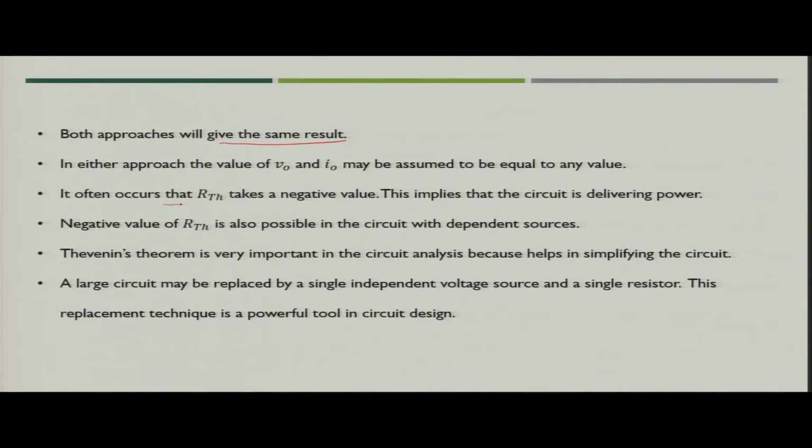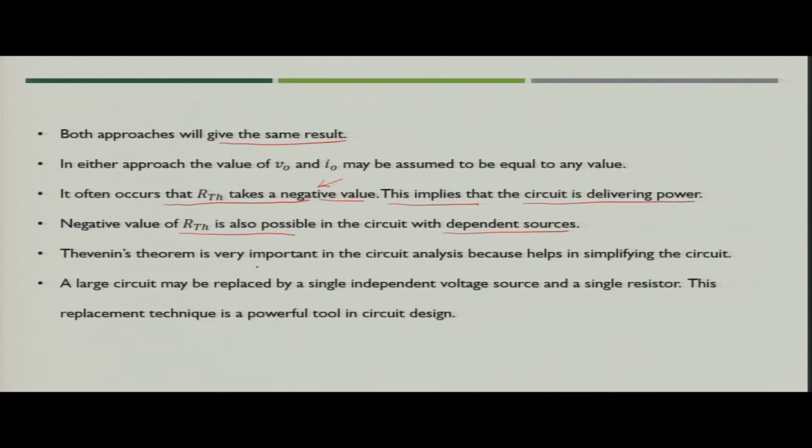Now, it often occurs that the RTH which you calculate will become negative. So, it implies that the circuit is delivering power. So, you need not worry whether your solution is correct or not if your RTH is negative. Sometimes RTH would be negative, and it is also possible when the circuit is having dependent sources.